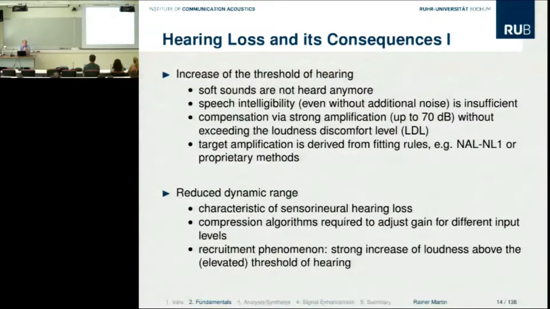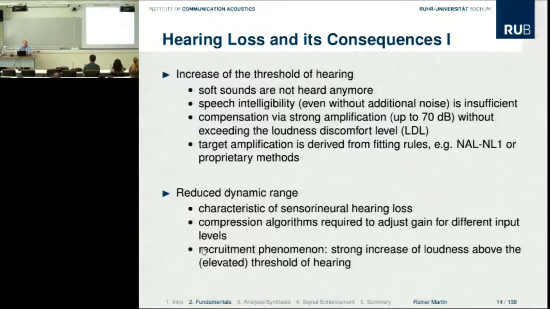So that means you need some compression within the hearing aid to make sure that you amplify the soft sounds, but also limit the maximum level for the loud sounds that still need to be represented, of course. So that is the consequence of the reduced dynamic range: you need a compression algorithm within the hearing aid.